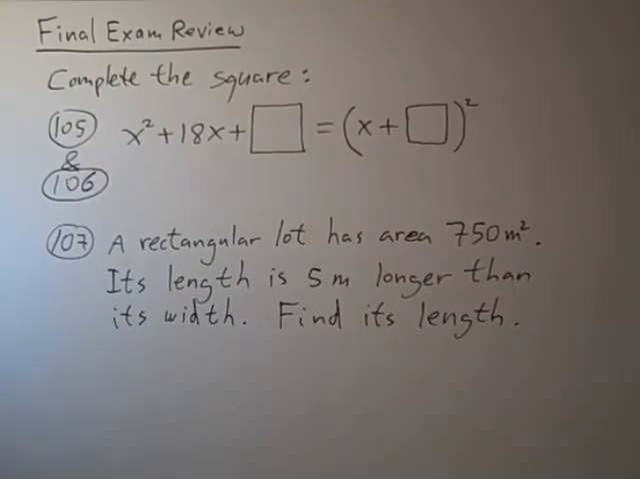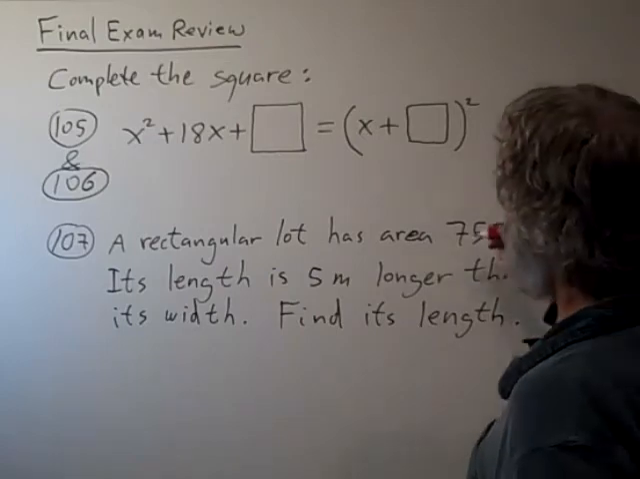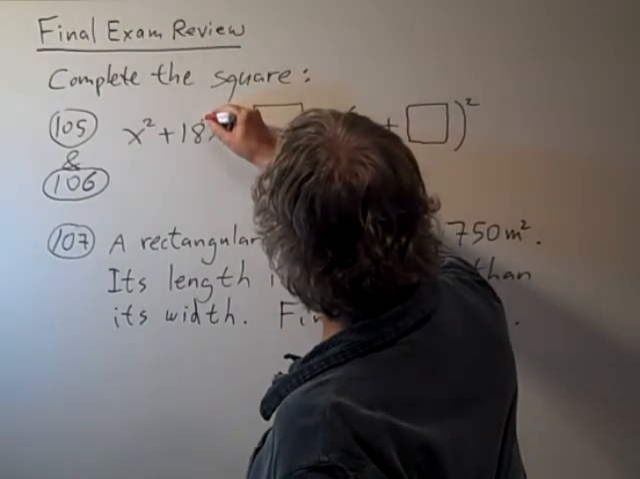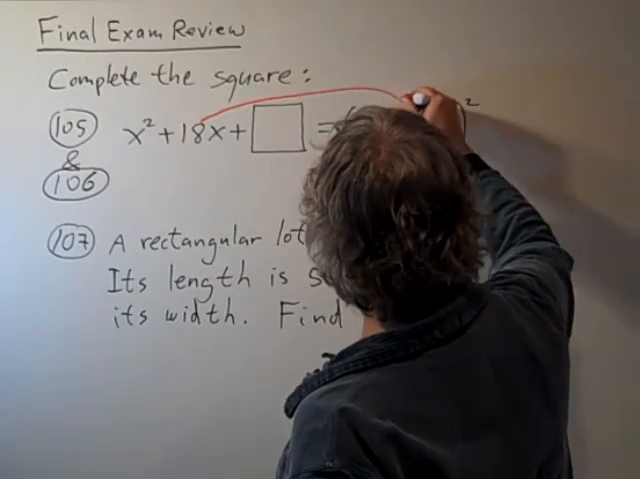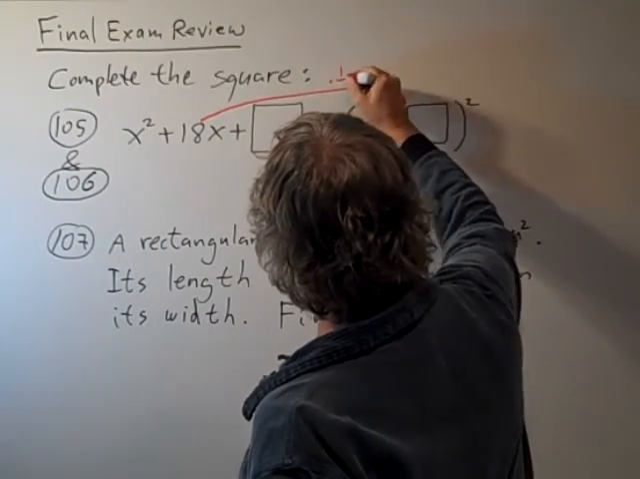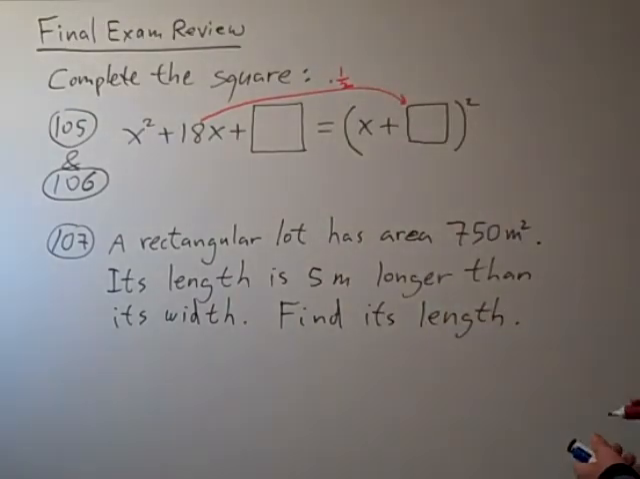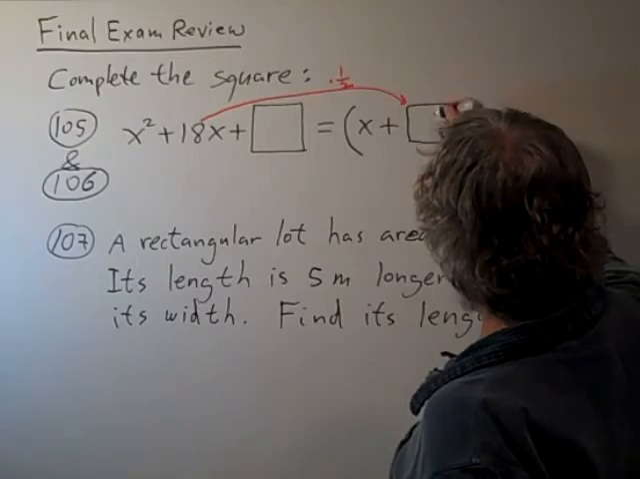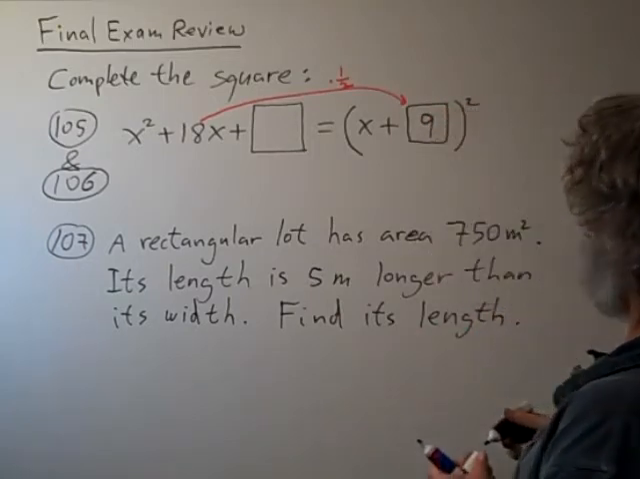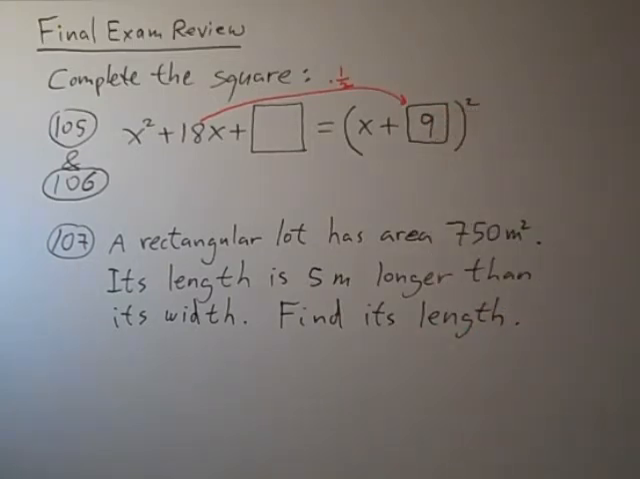Problems 105 and 106 here are all about completing the square. So first you take half of this 18, so multiply times 1/2, or divide by 2, same thing. The result is 9. That's how you fill in that box.